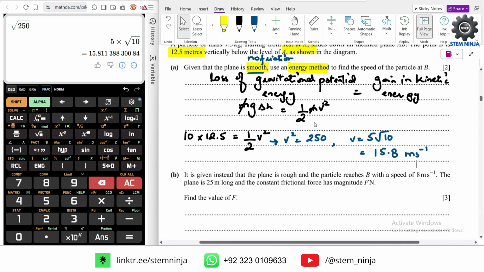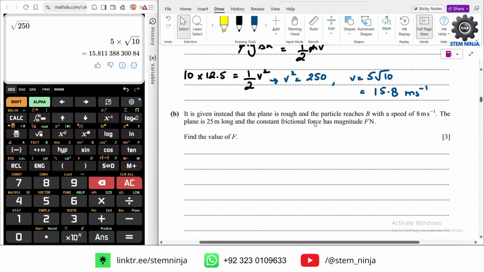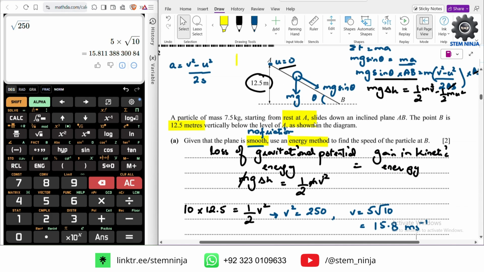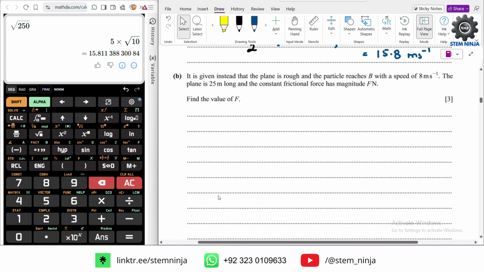It is given instead that the plane is rough and the particle reaches B with a speed of 8 meters per second. The plane is 25 meters long and the constant frictional force has magnitude F newtons. Find the value of F. So you see, this time there's going to be friction also. So on the left hand side, the loss of gravitational potential energy is not simply equal to gain in kinetic energy, but it will also be equal to work against F. So basically we don't actually have to write it over here, we need to write over here.